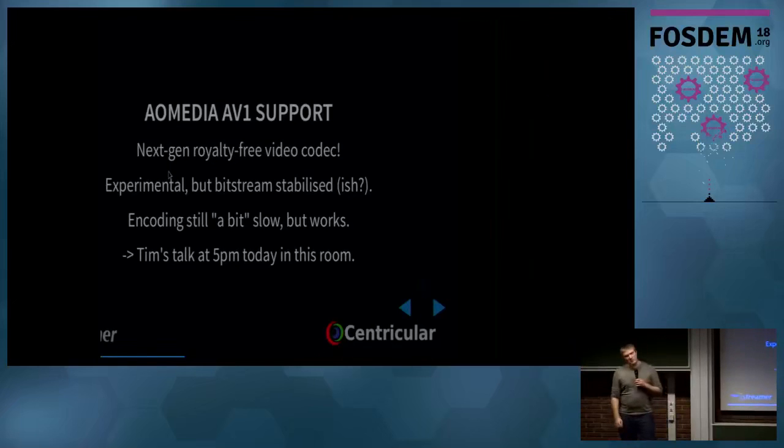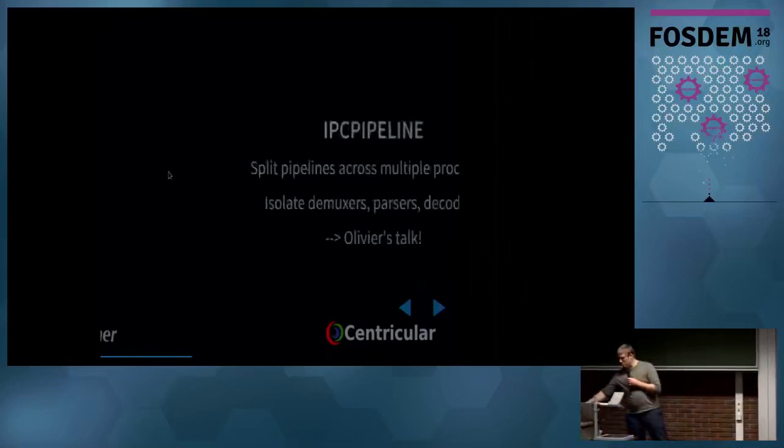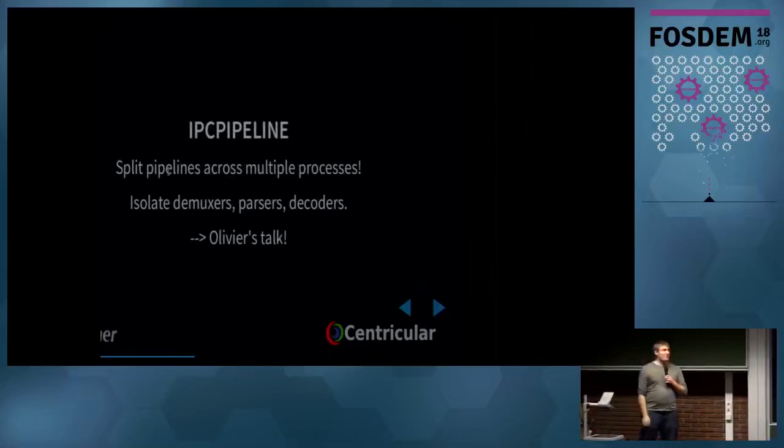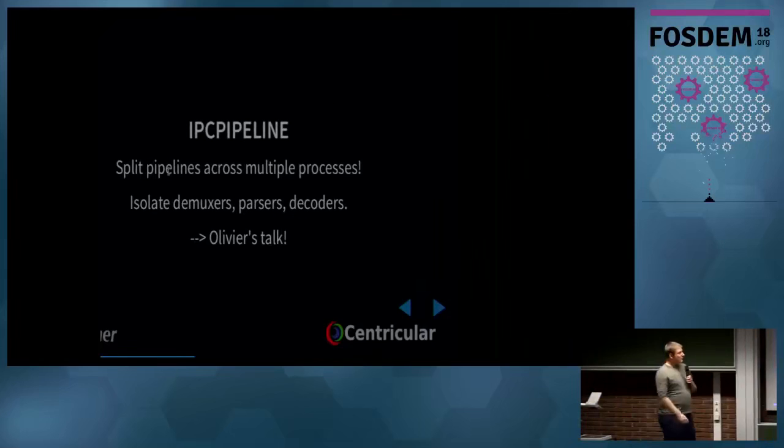The codec is still experimental. I think the bitstream might either just have been stabilized or might be about to be stabilized. Go to Tim's talk. The encoding is still very, very slow, but we have the integration, so you can start playing with it if you like. There's a new plugin called IPC Pipeline, which allows you basically to split GStreamer pipelines over multiple processes. And again, Olivier is going to talk about all that in his talk.